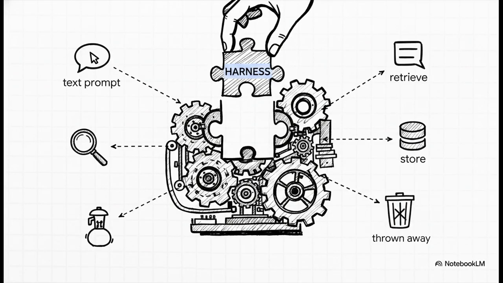Well, that missing piece actually has a name. It's called the harness. And no, it's not some new framework you have to buy or another layer in your stack. It's the actual code, the nuts and bolts, that decides everything your model sees at every single step. We're talking about what goes into the prompt, what gets retrieved, what's kept in memory, and what gets tossed out.